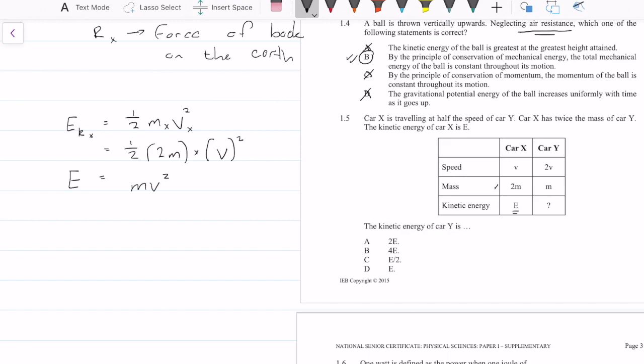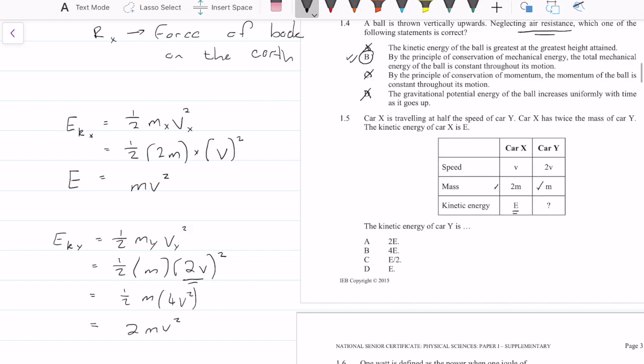So now let's work out EK of Y equals a half m of Y, V of Y squared, which is equal to a half, m of Y is just m, and V of Y is 2V squared. Do not forget that this entire term is squared. If we multiply this out, we get half m 4V squared. So this is equal to 2mv squared.